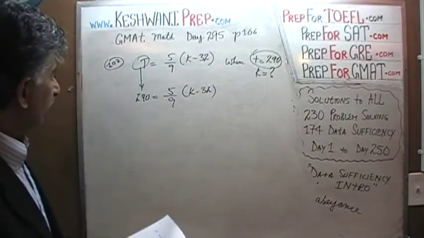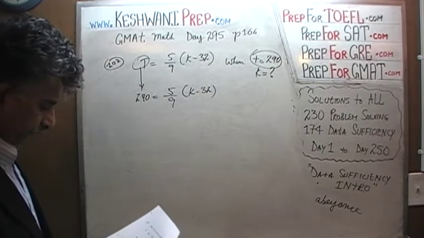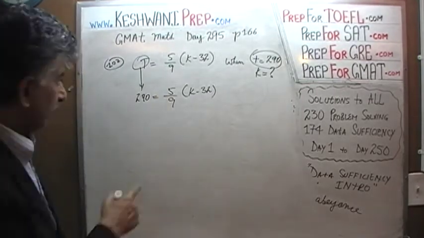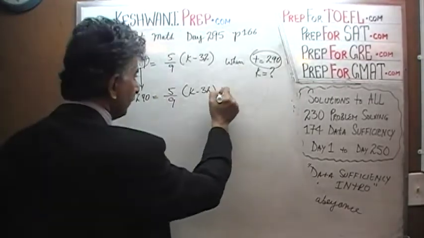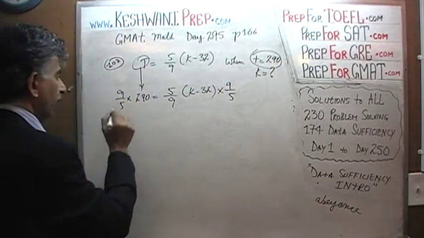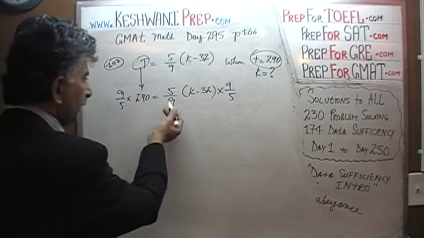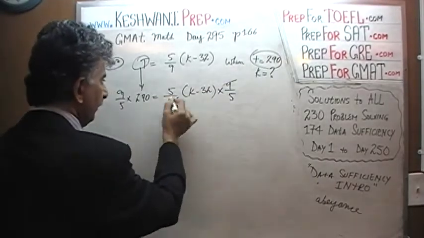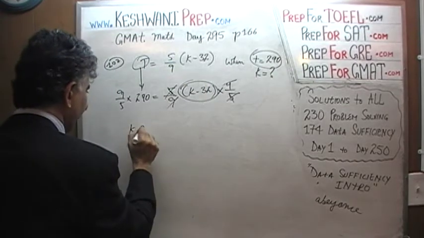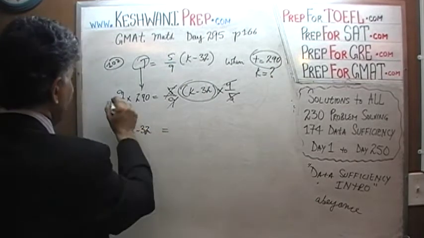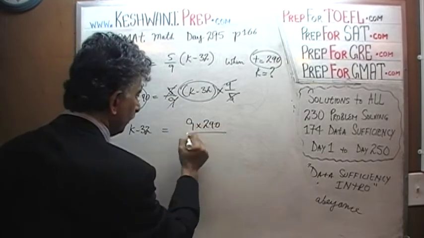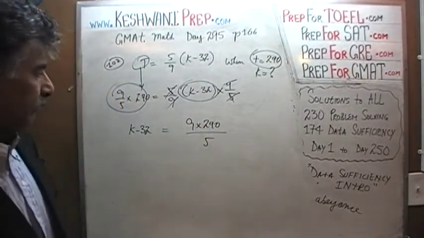The next thing we have to do is to get rid of this 5 over 9. We can get rid of this thing by multiplying both sides of the equation by 9 over 5. There you go. So now this 9 drops out and this 5 drops out, and we are just left with K minus 32 on this side. And here we have this quantity, which is 9 times 290 over 5. We are almost done.